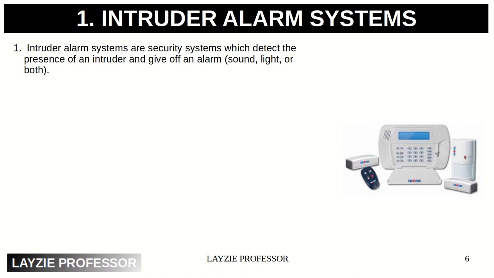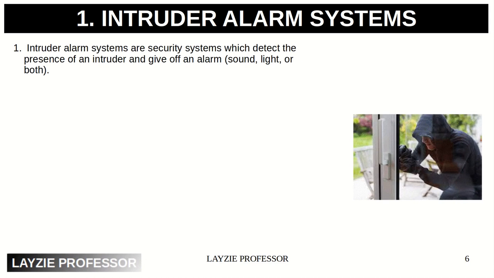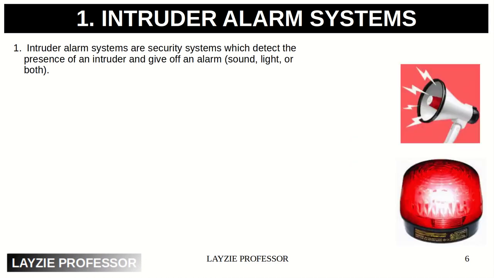Intruder alarm systems are security systems, which detect the presence of an intruder and they give off an alarm. And this alarm may be in a form of sound, or it may be in a form of light, or it may be both. And the purpose of this alarm is to alert the home occupants that there is an intruder in the house so they can get up and take action.